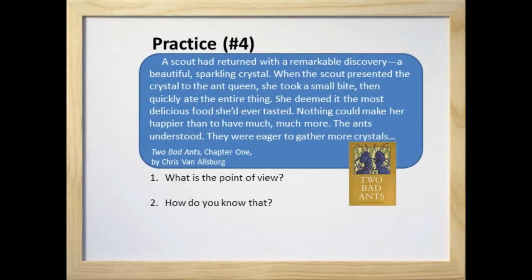Practice 4 from the story Two Bad Ants. Question 1. What is the point of view? The answer is third-person omniscient. Question 2. How do you know that?